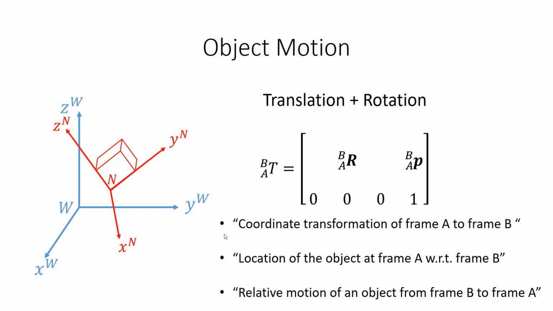So I put down here just some ways to describe these transformations. So probably the most common way or the most technical way is the coordinate transformation of frame A to frame B. Another way that you could think of this or describe this is the location of the object at frame A with respect to frame B, or the relative motion of an object from frame B to frame A. So keep in mind this one down here is reversed, and that's like saying we started at frame B and we're going to frame A.